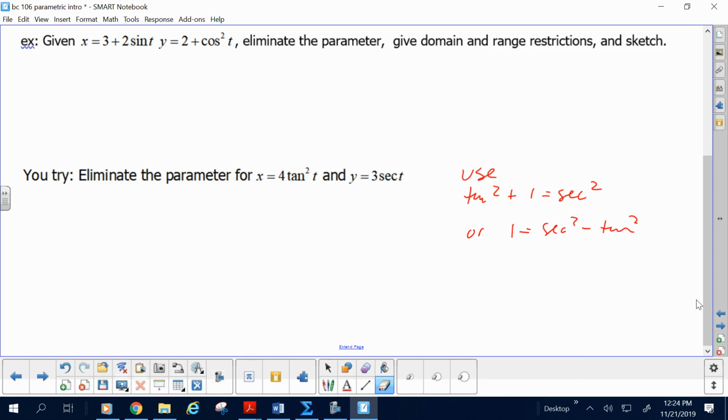Just so you're clear on the identity form you're shooting for, you notice tangent squared plus 1 is secant squared, right? So if you want to make a substitution of trig for a number, then you want to somehow get it to secant squared minus tangent squared, so that can be replaced by 1.